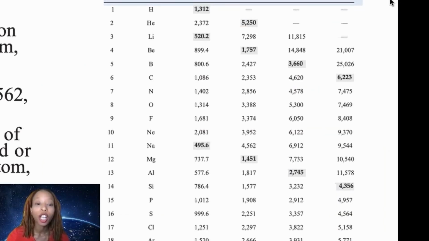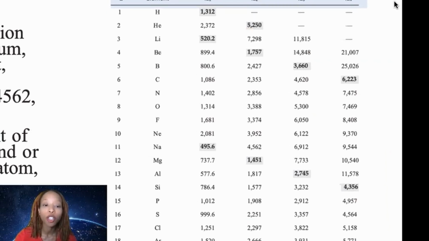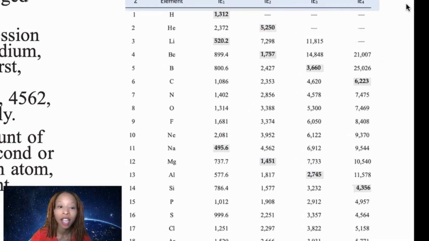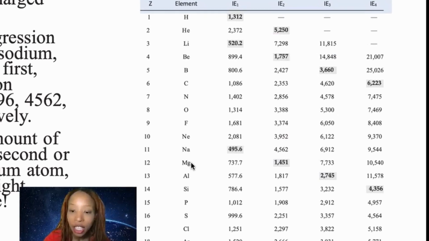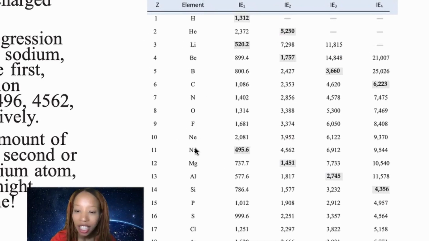When we look at the progression of ionization energies for sodium, this is not surprising. From the first ionization energy for sodium, 496, for the second ionization energy, 4,562 joules per mole is required. And for the third ionization energy, 6,912 kilojoules per mole is required. And this is because sodium naturally occurs with a single charge.